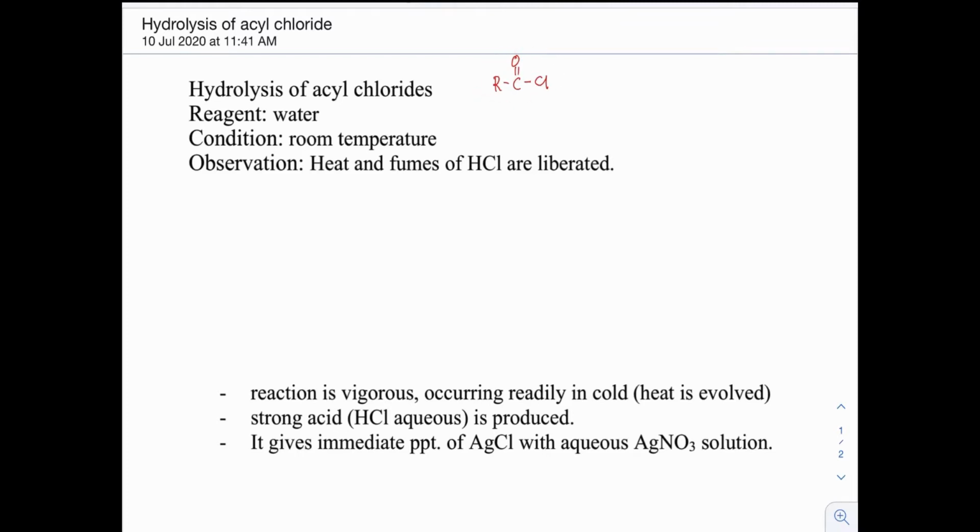Hydrolysis of acyl chloride requires water as the reagent. The condition is just room temperature. For the observation, upon heating, the fumes of HCl are liberated.